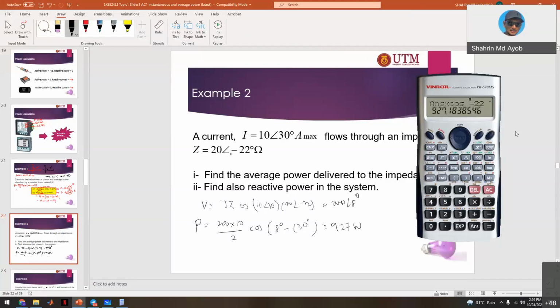And the reactive power, so simply just 200 multiplied by 10 over 2 sine negative 22 degrees. So you should get the answer. So it's very straightforward, okay?